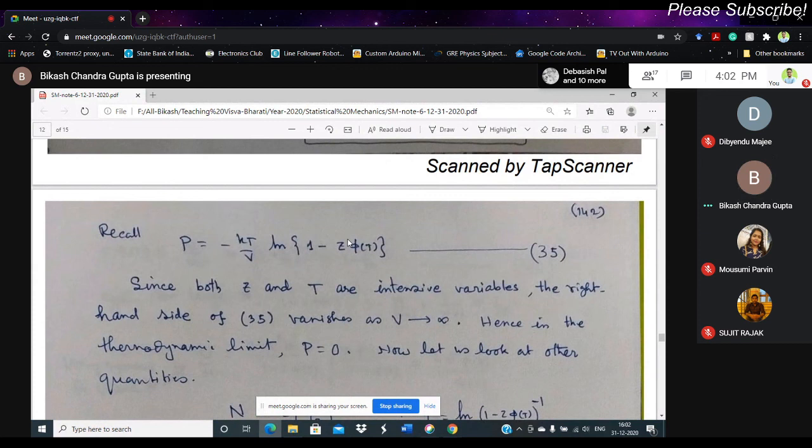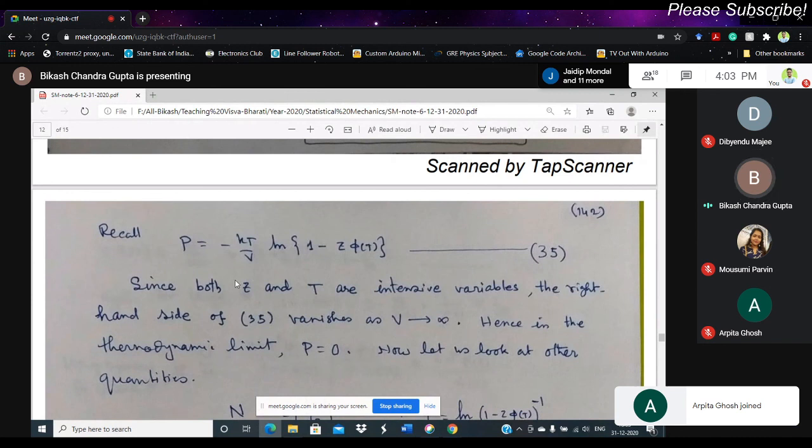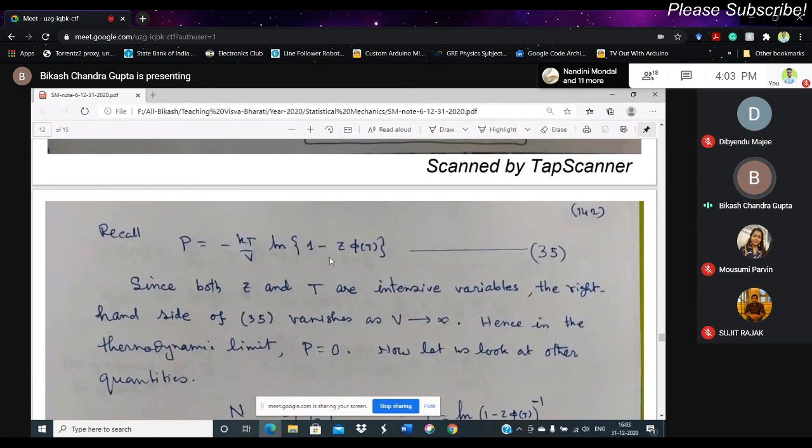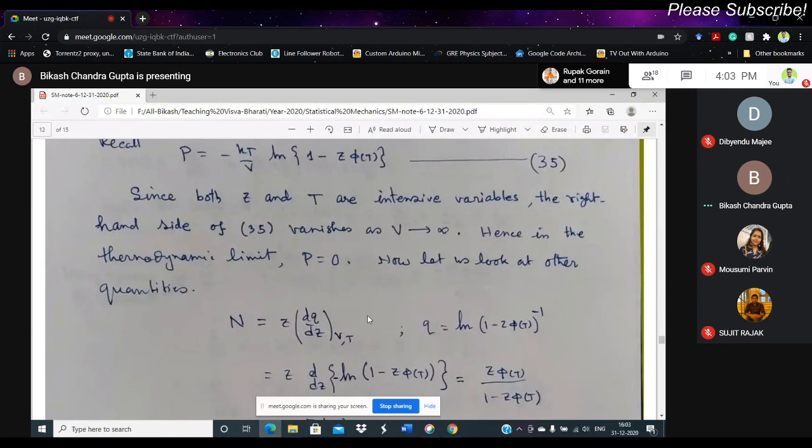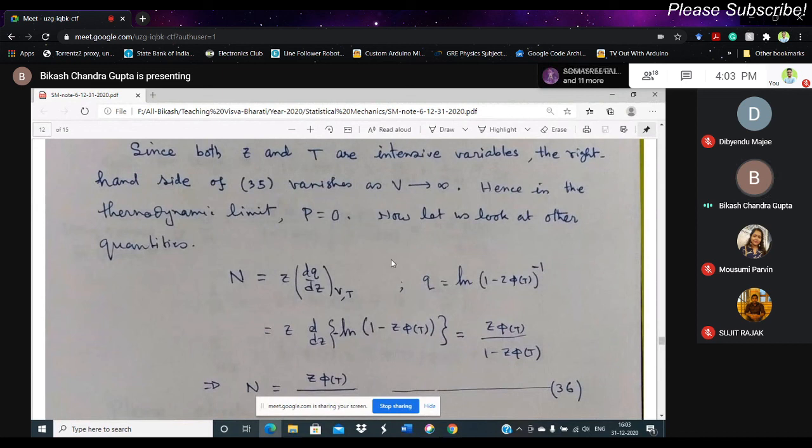In this expression you explain in this form that since z and t are the intensive variables, it is not going to increase or decrease as the volume increases or decreases, because your system is maintained somewhere, and the right hand side of this one is inversely proportional to v. Therefore in the thermodynamic limit, because you know the statistics is valid, it reproduces the correct result as statistics at thermodynamic limit, and therefore as v tends to infinity, this tends to zero, and therefore the pressure of this system is, and that is what is expected, as Dipendu said. Now let us look at other quantities like n.